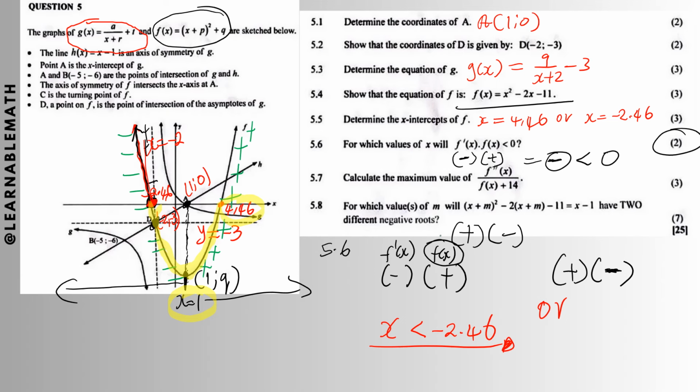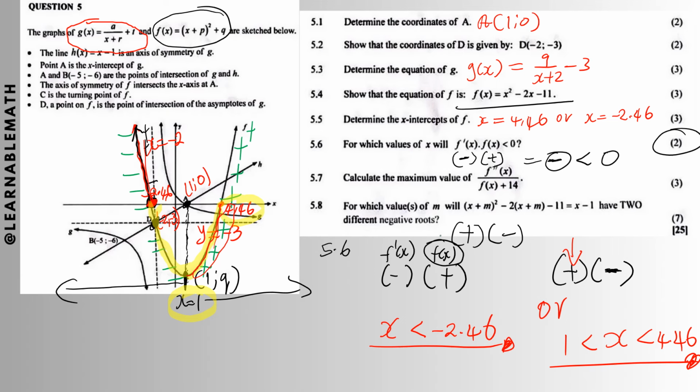We can just write that it's actually when x is less than 4.46 but greater than 1. That is, we are finding that the graph is under 0, it's negative, but its derivative is actually positive because the graph is increasing there. Okay, I hope you understand that. So that will be your answers for 5.6.